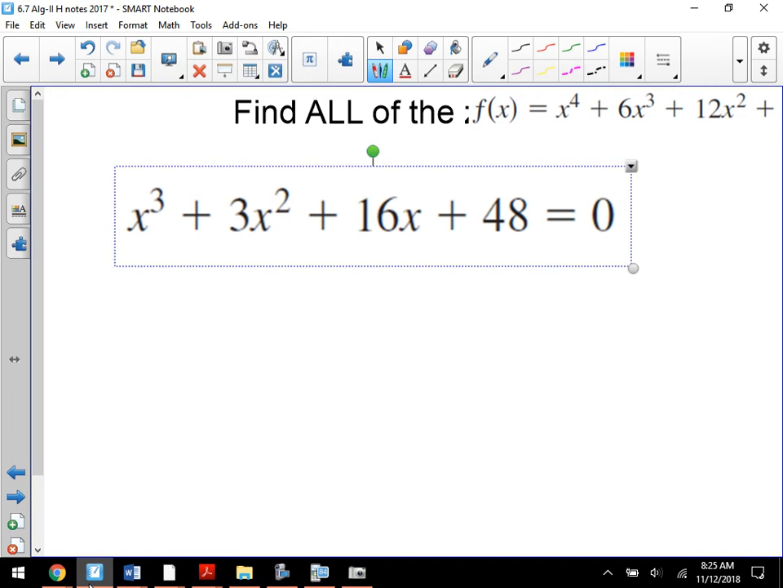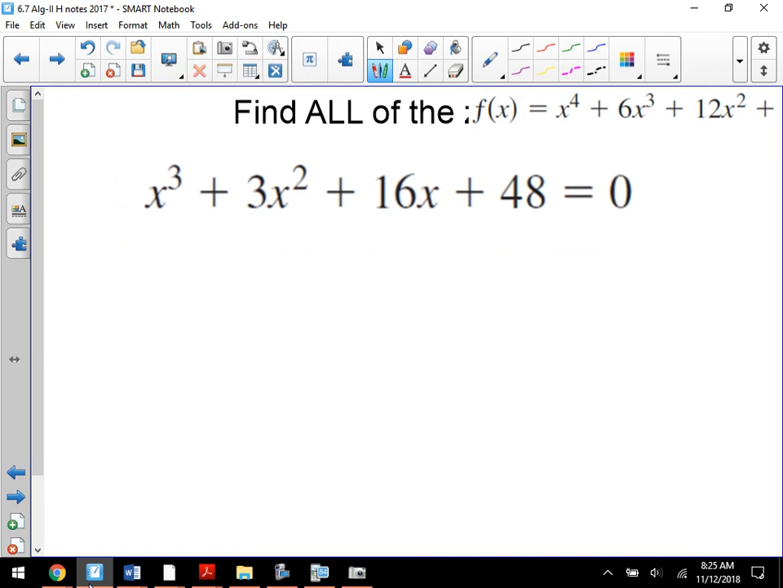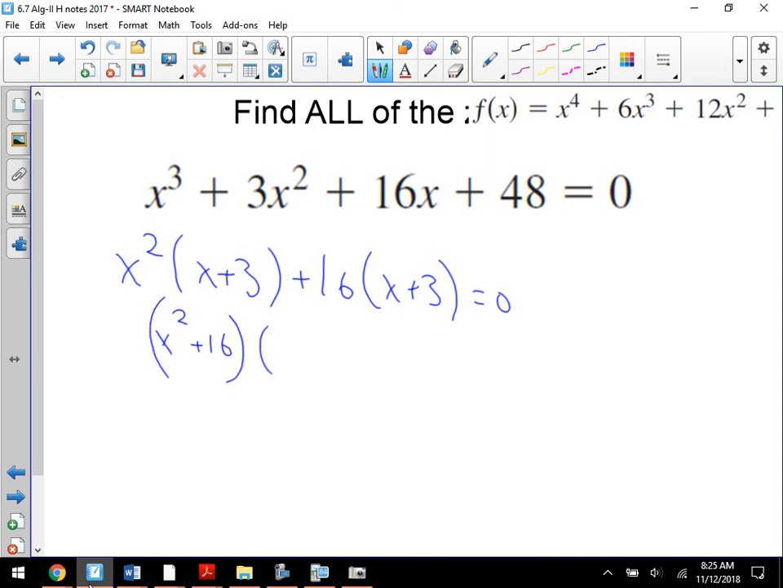Now, I'm thinking that this is one of those really good examples to group. Did you guys group? Yeah. Good. When you group, you get x squared, x plus 3, that's 16, x plus 3. And then this is -3.